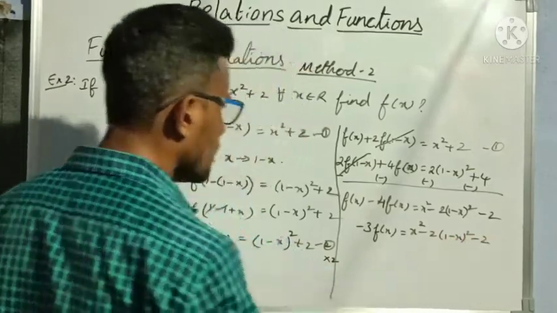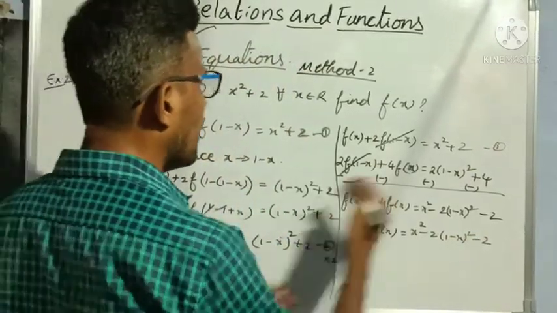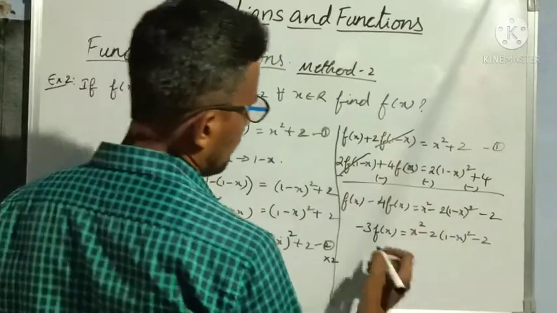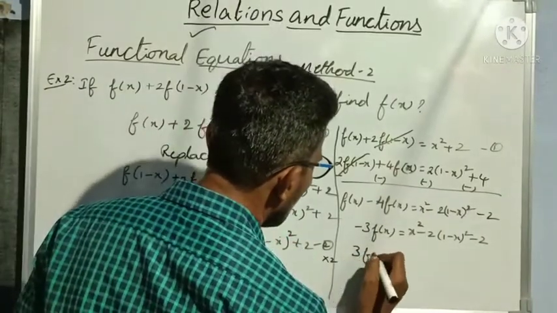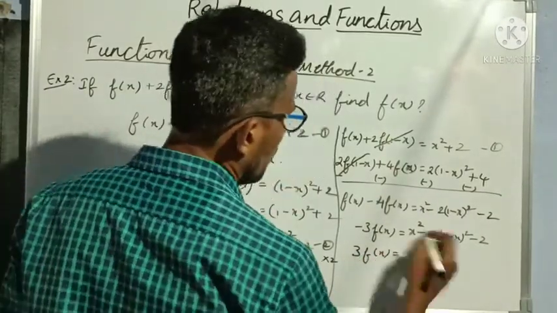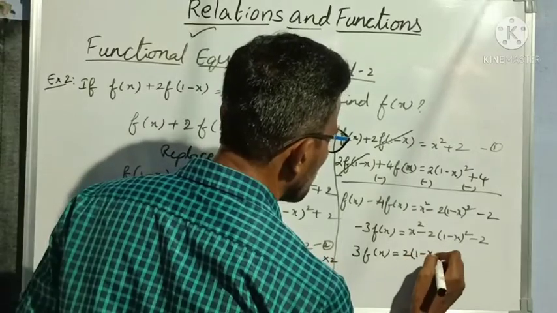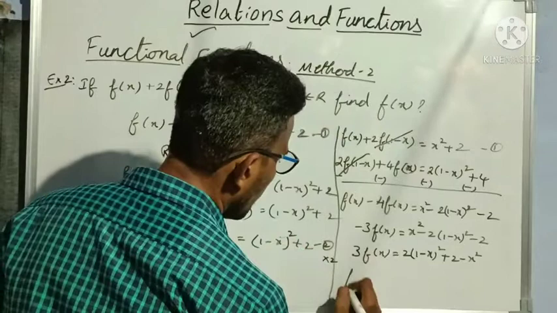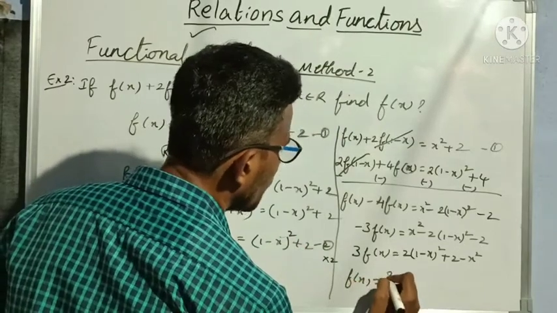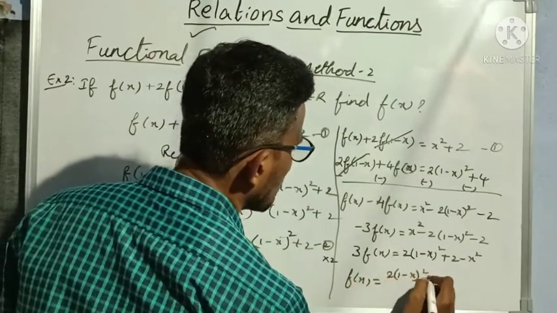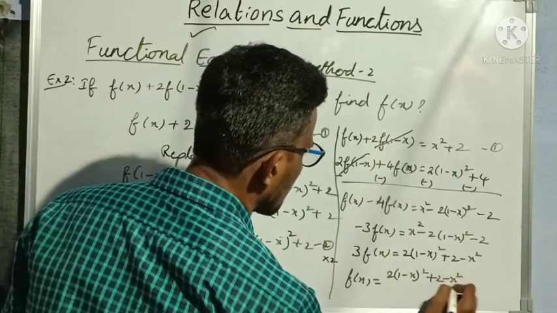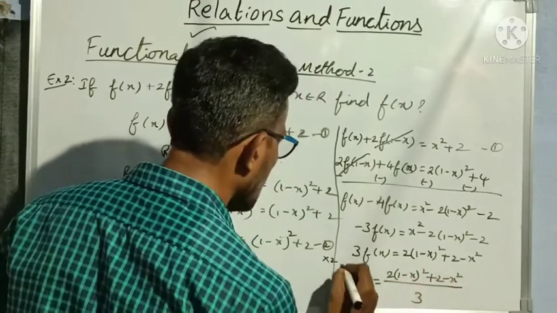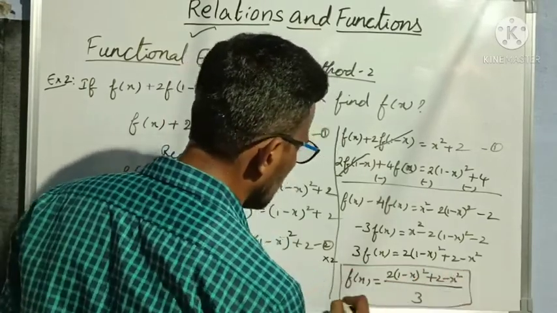So I will multiply by minus on both sides, so that I will get 3 into f of x is equal to, minus becomes plus, 2 into 1 minus x whole square plus 2 minus x square, so that f of x is equal to 2 into 1 minus x whole square plus 2 minus x square by 3. This is my f of x value.